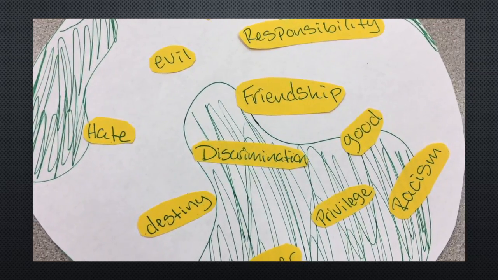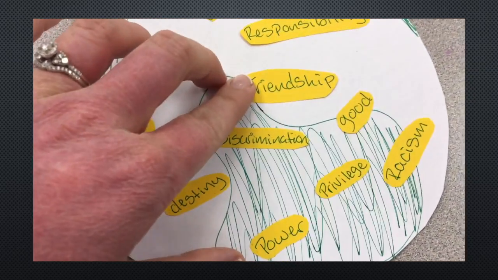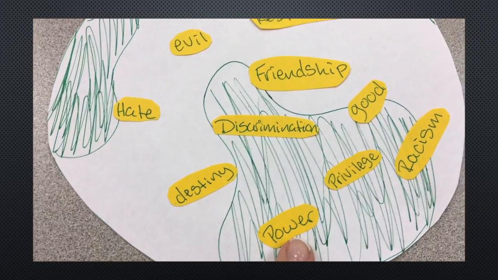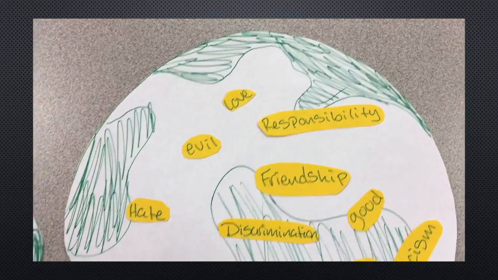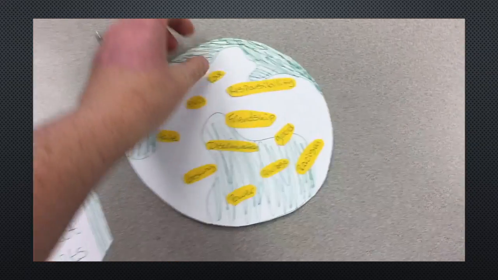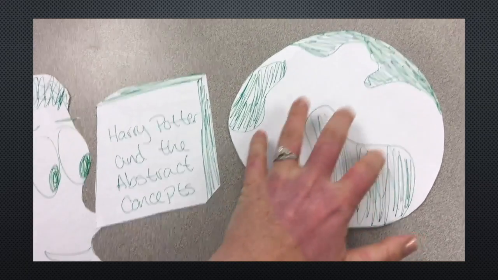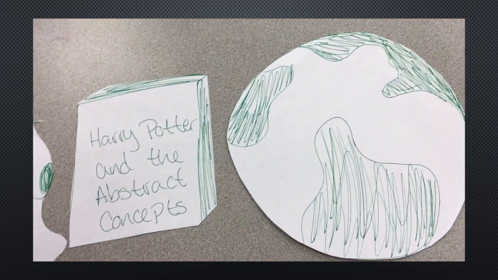So when you're reading Harry Potter and the Abstract Concepts, by the end of the text, you should know a little bit more about friendship. You should know a little bit more about power, or perhaps about privilege or responsibility. You should know more about all of these things. But without this book, you wouldn't see these at all. You wouldn't understand how all of these concepts affect the world at large.